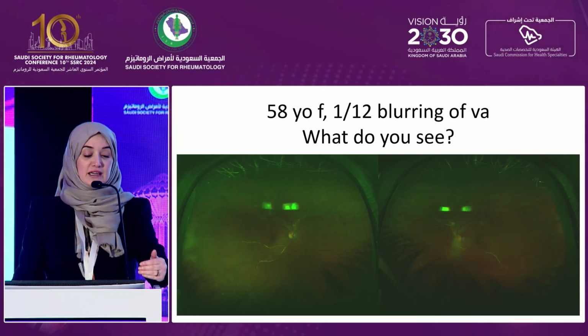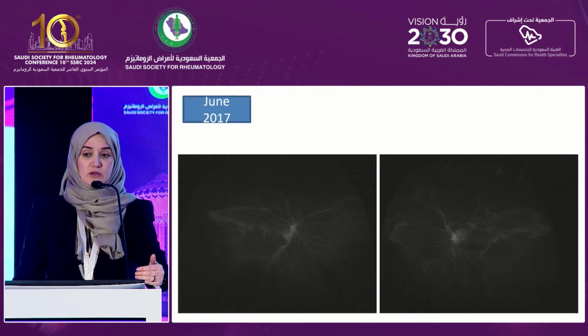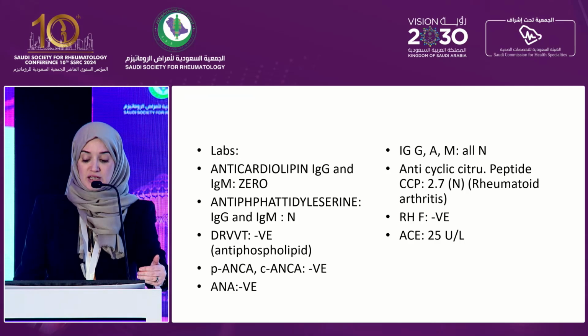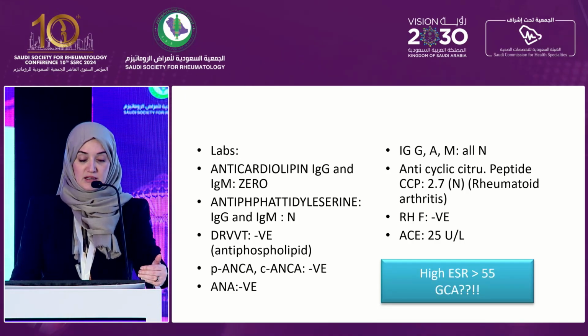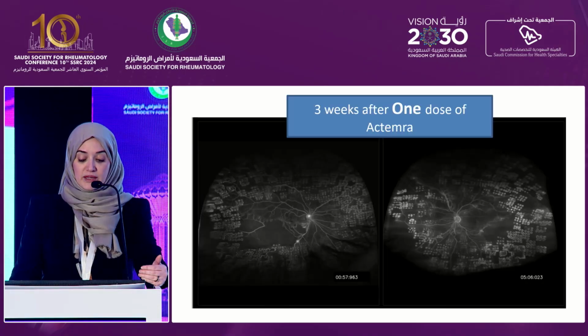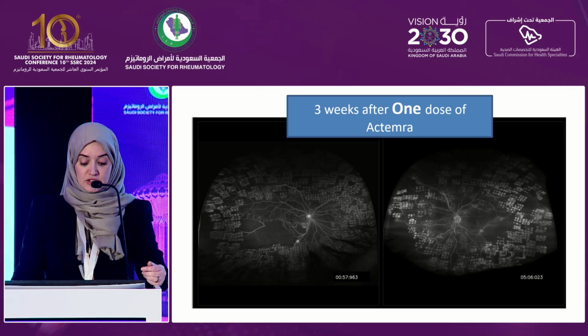Last but not least, patient with giant cell arteritis. This is a 58-year-old patient who came. I could not know what's going on with her. All of her investigations were normal. You can see the active arteritis that she has. Eventually, her only positive sign was high ESR. We gave her Actemra, and she improved dramatically and quietened and maintained her vision.